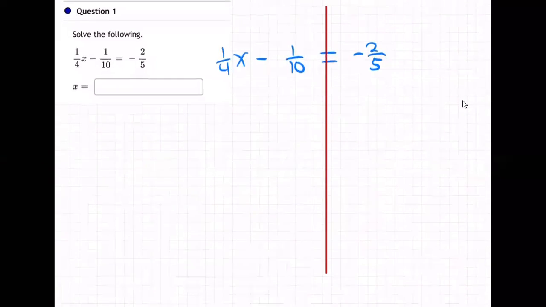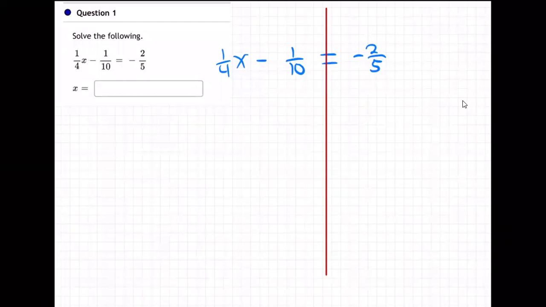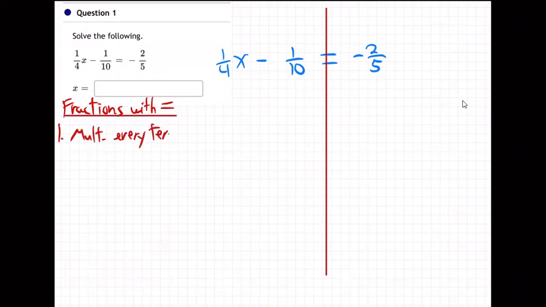These are tougher. What do we do when it has fractions? So let me write it out for you over here. When there's fractions with an equal sign, what do we do? Step number one, you multiply every term on the left and right by the LCD over 1.